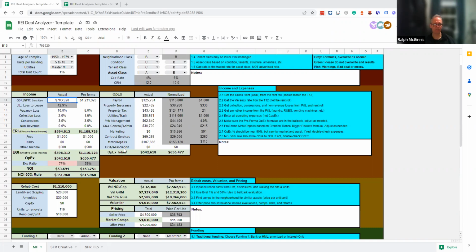So the normalized, you can see, is actually in the 50% range. So that shows you that the pro forma and the normalized data are in the ballpark you can probably run with.